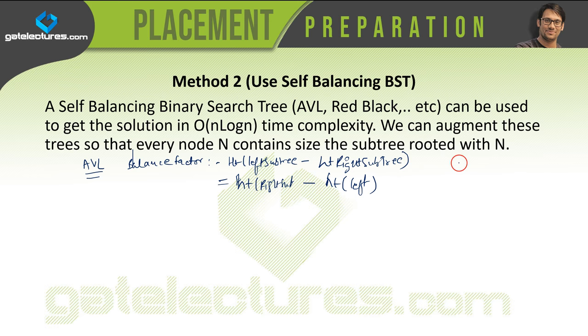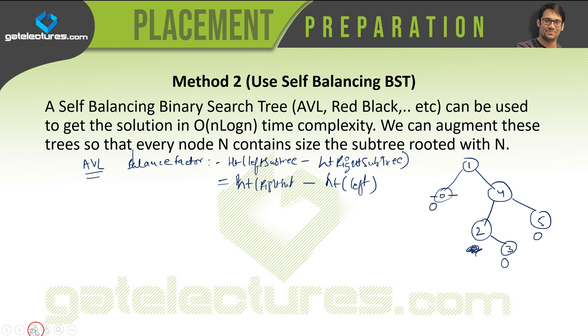For example, here we have a tree like this: this is element 1, this is 0, this is 4, this is 2, and this is 3, this is 5. Now the height of these leaf nodes is 0. But for all the other nodes, we have to find the height. We are just going to use one formula out of both of them. If you are using one formula, you have to use the same formula for the entire tree. So the height of the left subtree here, there's no left subtree, so it is 0, but the height of the right subtree is 1. So it will be 0 minus 1, which is equal to minus 1.